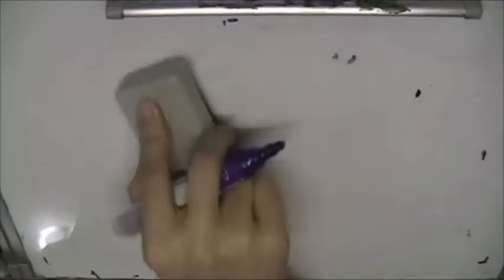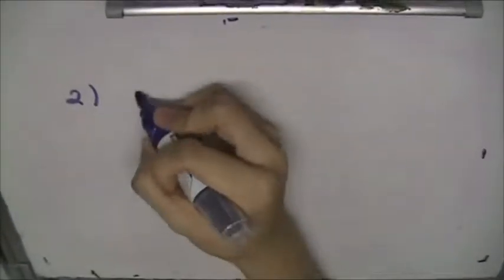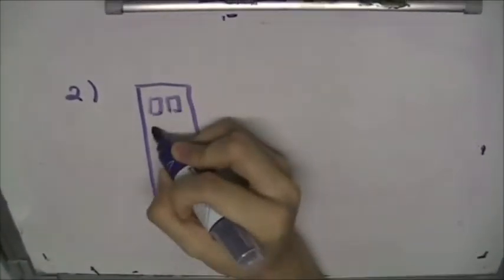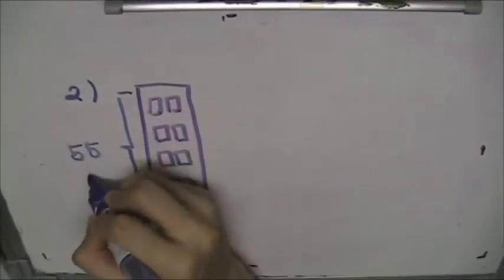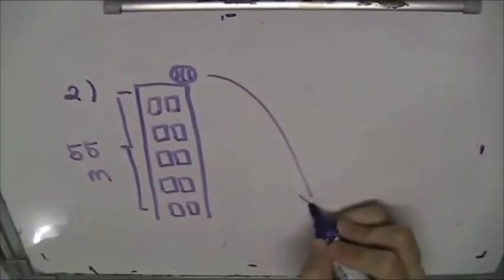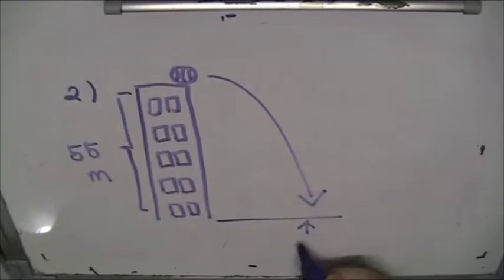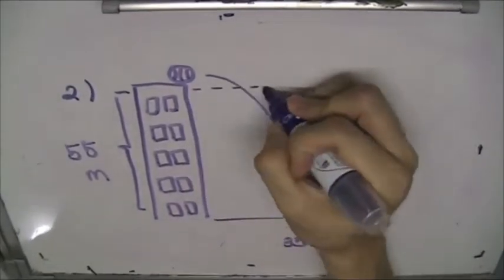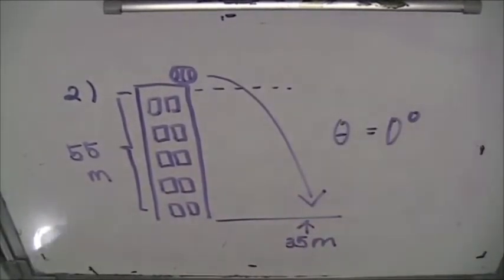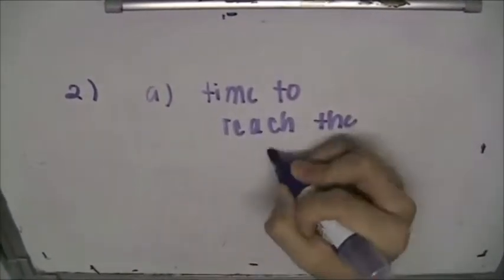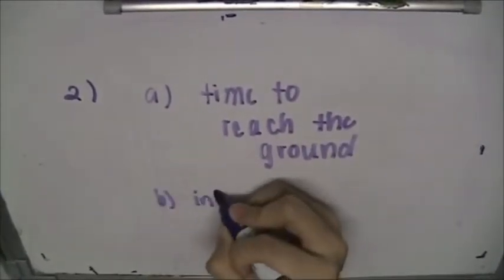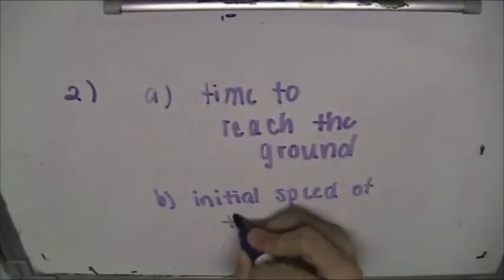Good job. Here's another problem. Billy decides to throw a ball on top of a building with a height of 55 meters, and the ball landed 35 meters away from the building, and the angle was given is 0 degrees. Now there are two things that you need to solve here. First, what you need to solve is the time that it hits or reaches the ground, and second is the initial speed of the ball.